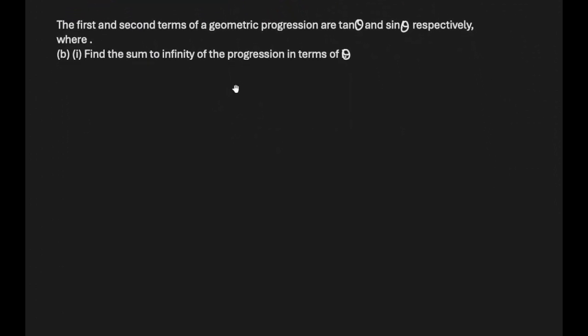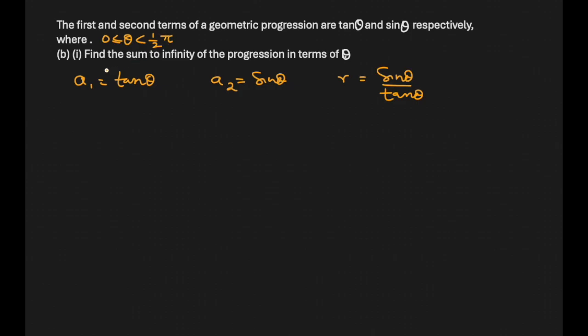The first and second terms of a GP now are tan theta and sin theta. So A1 is tan theta, A2 is sin theta. That when common ratio r will be sin theta, the second term, divided by the first term. Okay, they've given a range also. Theta is between 0 and 1/2 pi, it's an acute angle. Find the sum to infinity of the progression in terms of theta.